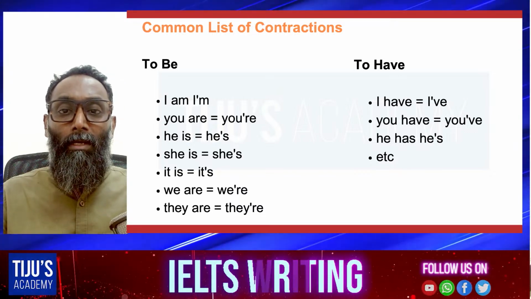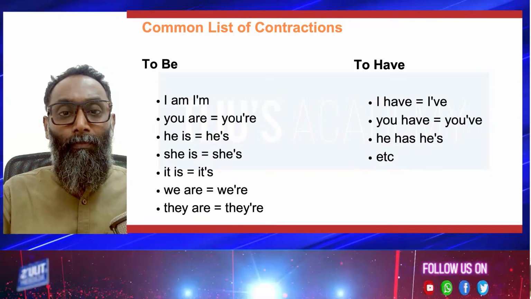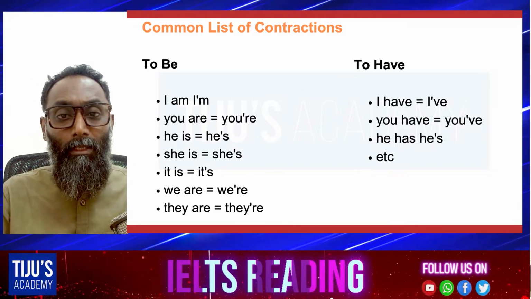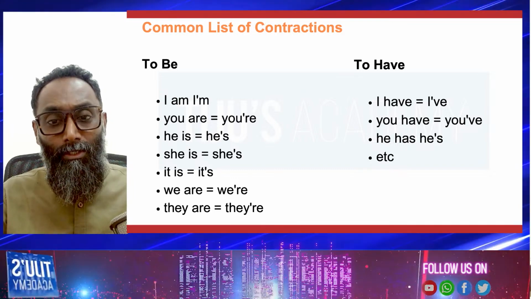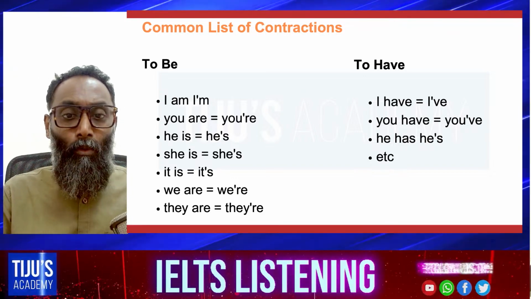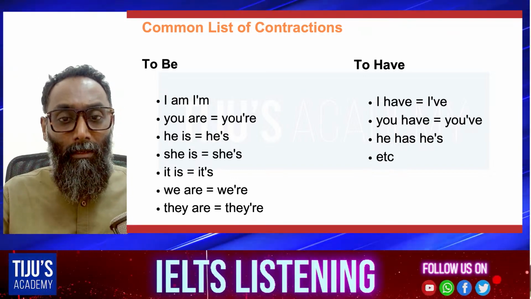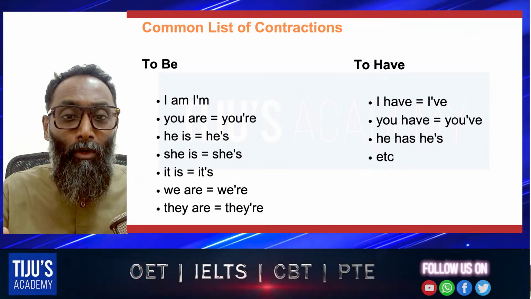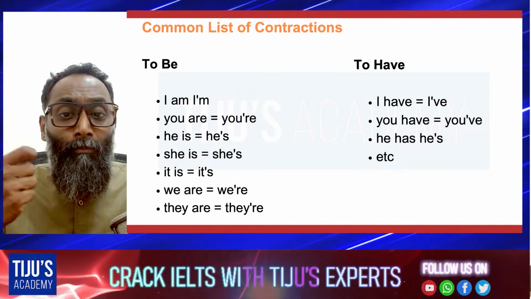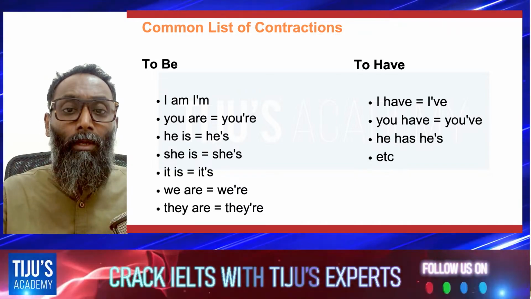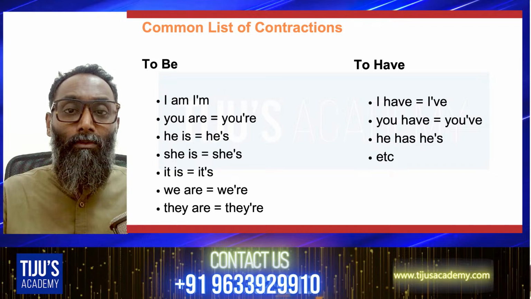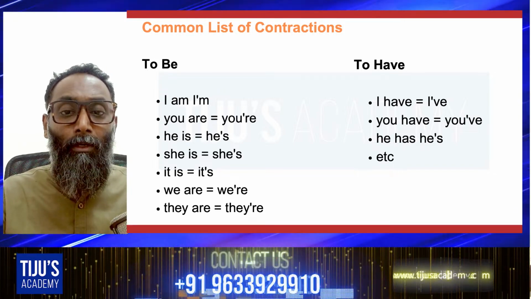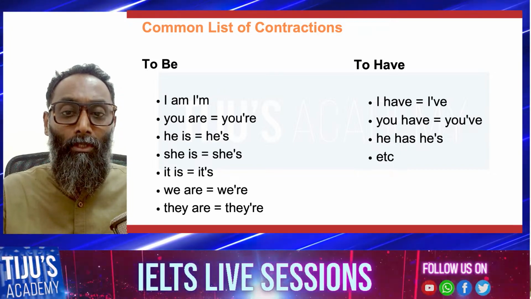Common list of contractions. To be: I am, you are, he is, he's, she is, she's, it is, it's, we are, they are, right? But make sure you practice it. The pronunciation should come out clearly. Make sure you are not pronouncing it in a wrong way. Make sure whenever you're practicing, you're pronouncing it in a clear way. The clarity should be there in your tone. When we speak, in that tone these words should come out clearly, right?